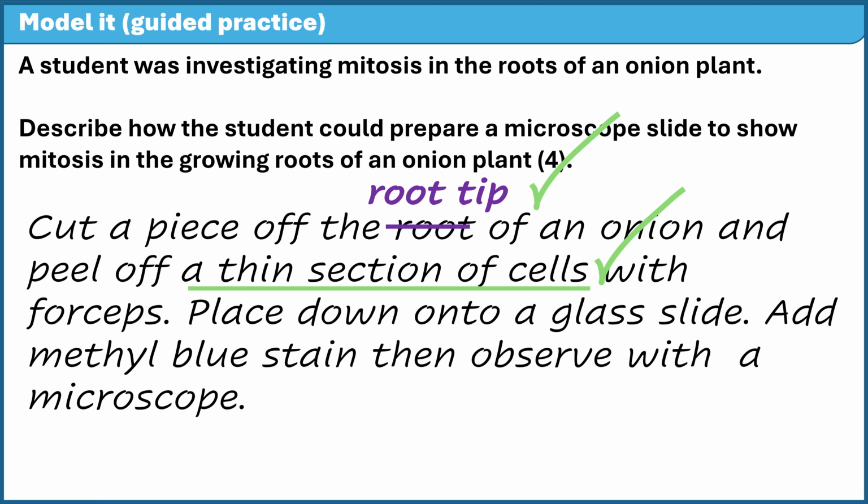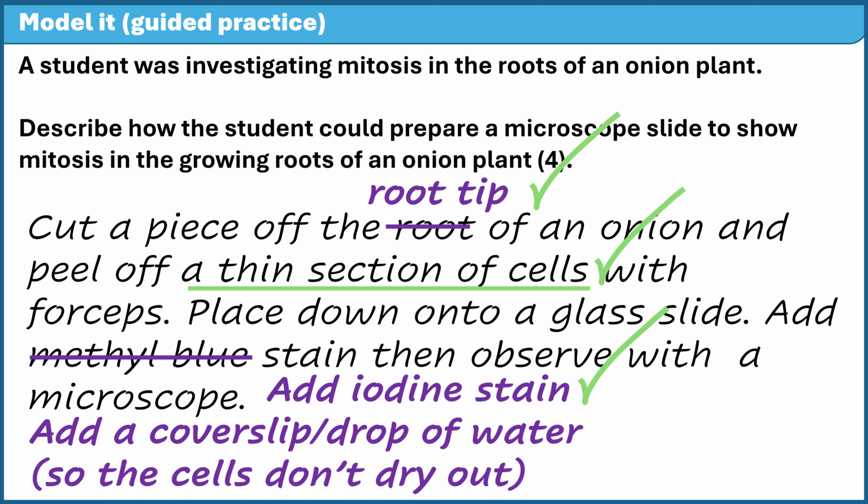Now, it's great that the student said we're going to use a stain, but unfortunately, they have said the incorrect stain when we're looking at plants. When we're using animal cells, we can use methyl or methylene blue stain, but because this is a plant cell, we need to use iodine. So we need to change that to get that 3rd mark. Lastly, the student didn't discuss the final step of slide preparation, and that is adding a cover slip. Alternatively, they can say add a drop of water, and the reasoning for this is to stop the cells from drying out. This answer would now be 4 marks.